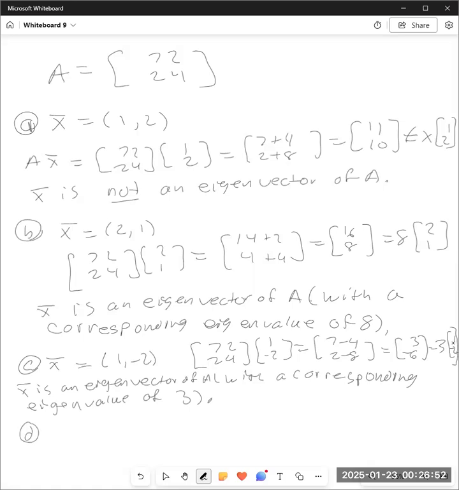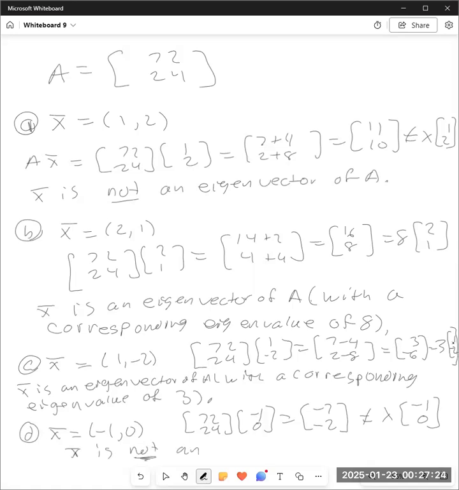Part D, x equals -1, 0. So 7, 2, 2, 4 times -1, 0 is -7, -2, which is not equal to lambda times -1, 0. So x is not an eigenvector of A.